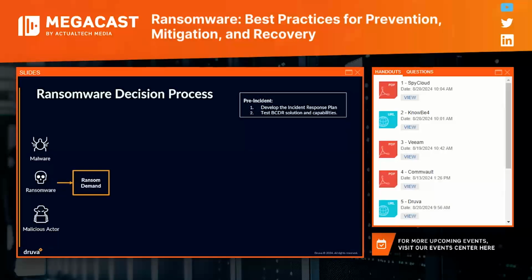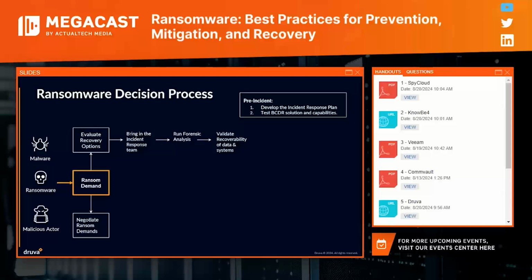When we have a ransomware incident, we're faced with a decision process that goes something like this. We begin by evaluating our recovery options. This involves bringing in the incident response team, trying to run analysis on the systems we have access to, and most importantly, validating the recoverability of data and systems.